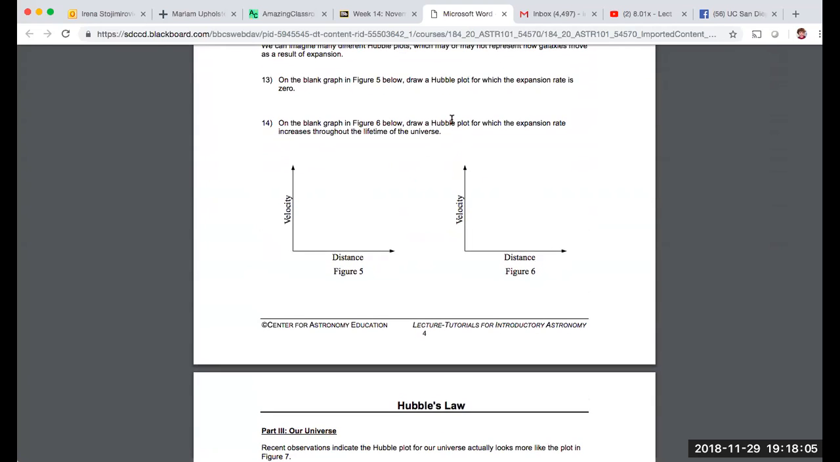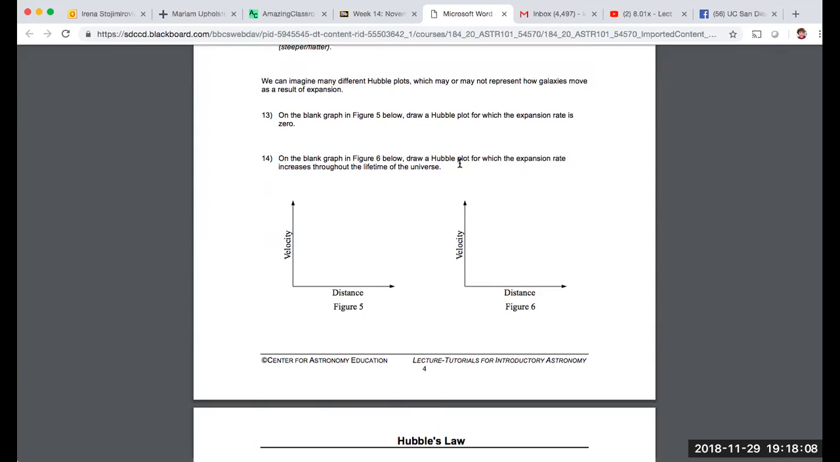So here they want you to draw a Hubble plot for which the expansion rate increases throughout the lifetime of the universe, okay? So first of all, it has to be a curve, as you said. What does that mean? When you're looking at this graph, velocity and then the distance over here, lifetime of the universe, what does that mean? How does the time go on this graph, the time axis, where would it be and which direction does it go? Where is now and where is the Big Bang, for example?